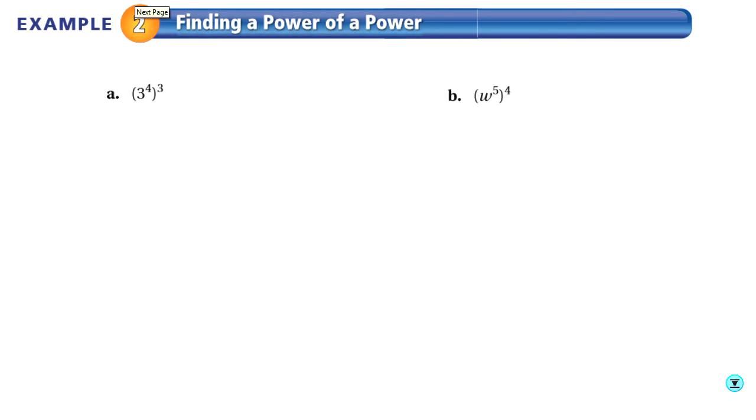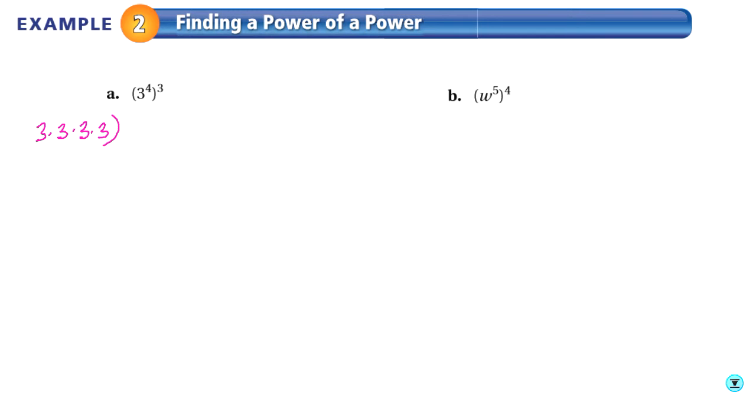Alright, now we're going to another rule. Power of a power rule. Power of a power rule is another little shortcut. We could again write this out in expanded form. But remember, 3 to the 4th power is 3 times 3 times 3 times 3.